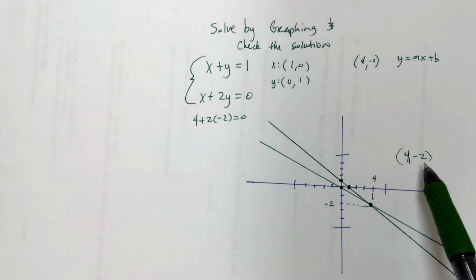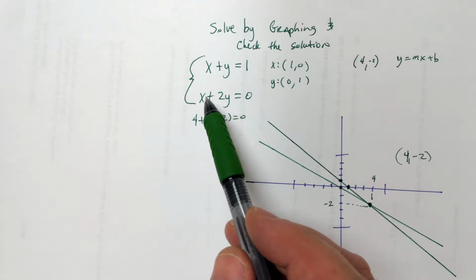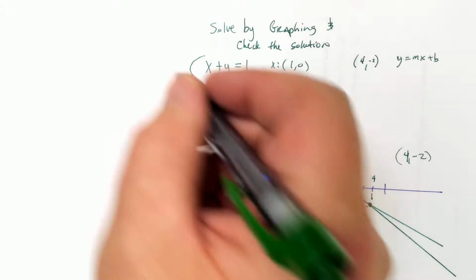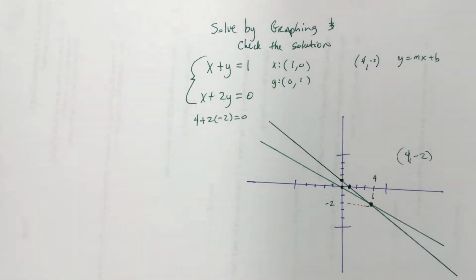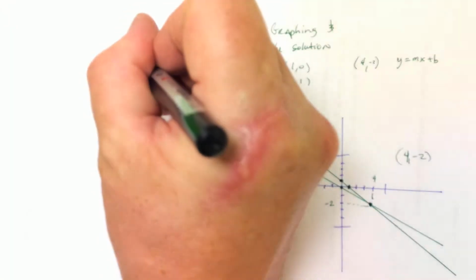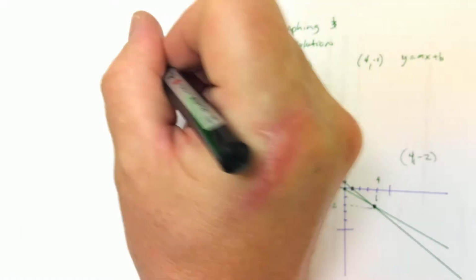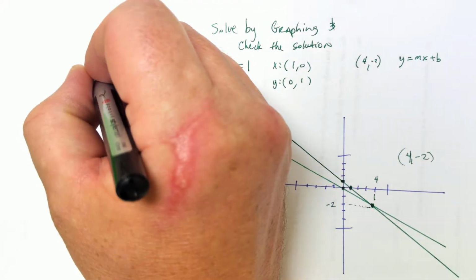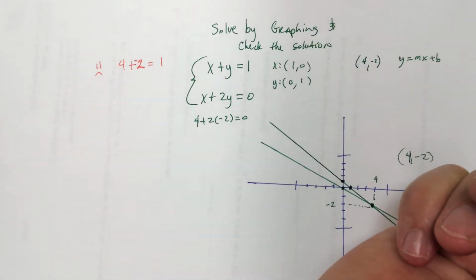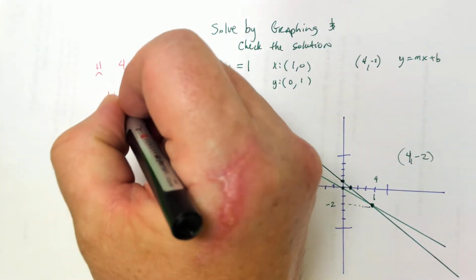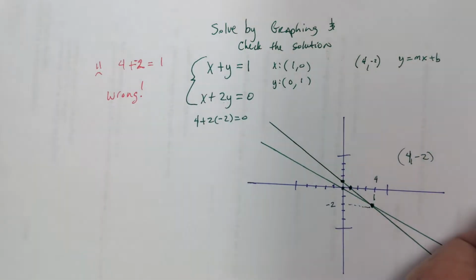Now, this has to be true for both, or it's wrong. I know it's true for the second equation because that's how we got the point, right? So we're going to check it for both. So I'm going to check the first one. We'll do it in this color. So 4, negative 2, right? So 4 for x, plus 2, negative 2 for y. Oh, that doesn't equal 1, does it? Oh, no. That's sad. So I actually don't even need to check the second one. That's not the answer. That's wrong. That's a sad story.